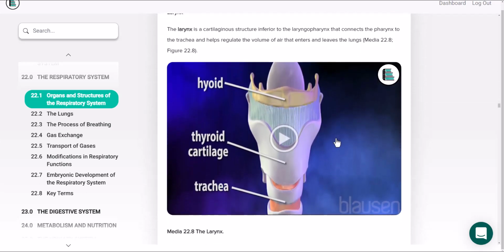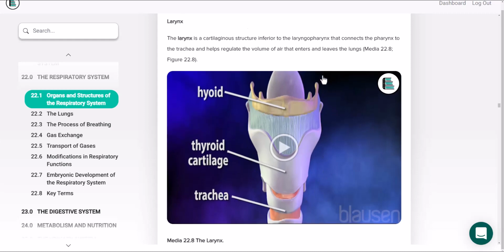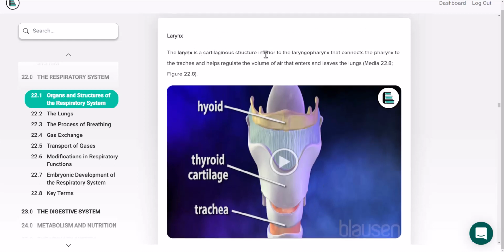So another model, another image, another perspective you're going to be seeing is what I call the trachea on a stick, or the larynx model, as is shown here. And the larynx is a cartilaginous structure. There's a number of pieces of cartilage that make up the larynx. It is basically a protective box around your, quote, voice box.